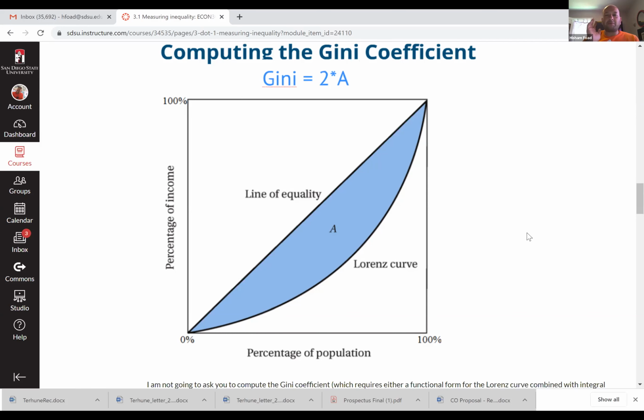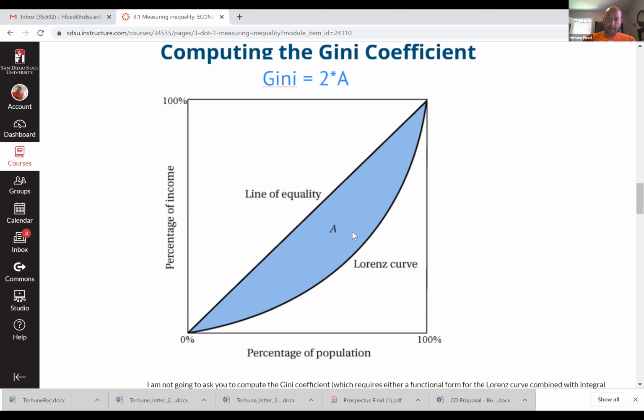Okay, again, I don't expect you to be able to compute a Gini coefficient. In order to do that, you would actually need to have a functional form for the Lorenz curve and use integral calculus, or more likely you would use some kind of numerical approximation using statistical software. So I'm not going to ask you to do that, but I do want you to understand that the further away from the line of equality the Lorenz curve is, the larger the Gini coefficient will be. All right. So the Gini coefficient is going to be some number between 0 and 1.